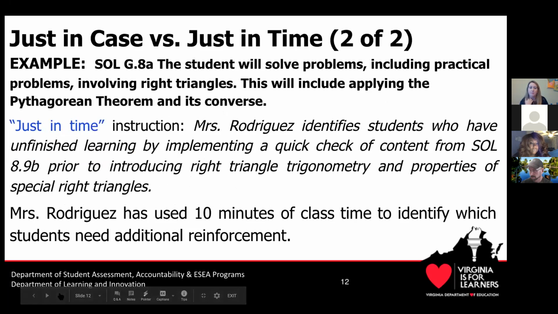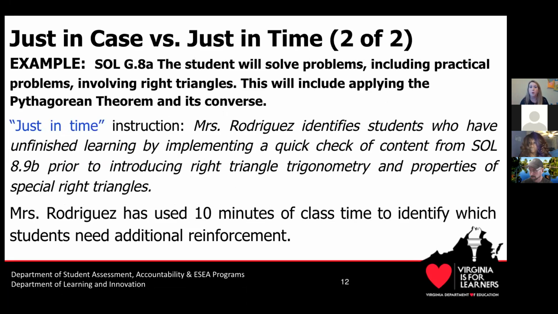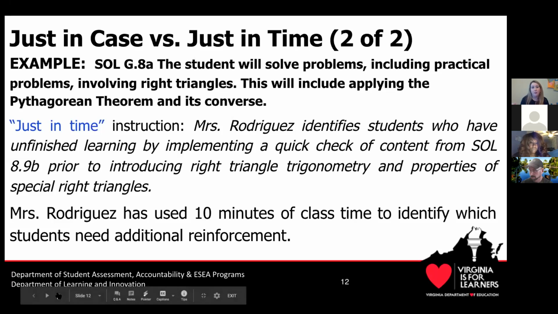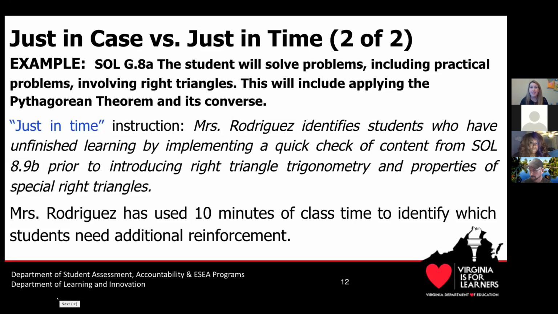In the just in time example, same standard, but instead of doing an entire lesson for all the students, Mrs. Rodriguez identifies students who have unfinished learning by implementing a quick check of content from SOL 8.9 prior to introducing right triangle trigonometry and properties of special right triangles. Instead of using a whole lesson and reteaching content that students may not need, we're just going to do a 10-minute quick check to identify what students need additional reinforcement, what students are ready to move forward, what students might need a little mini lesson on the side, and what examples we might incorporate into our lesson on grade level content.